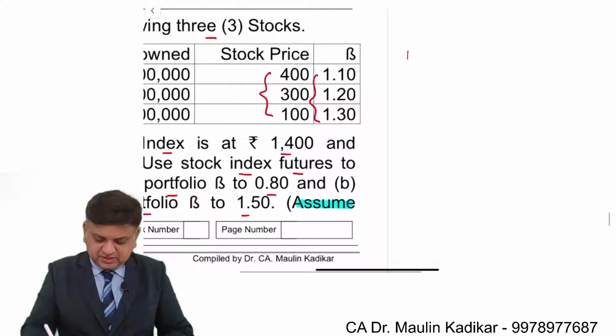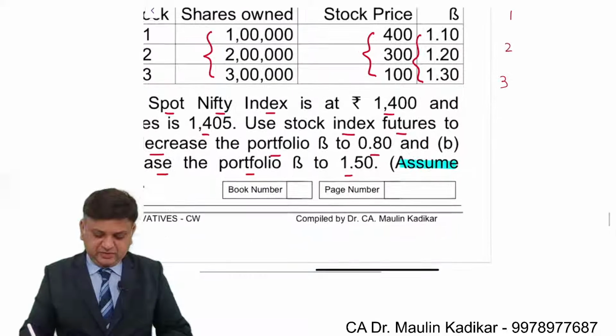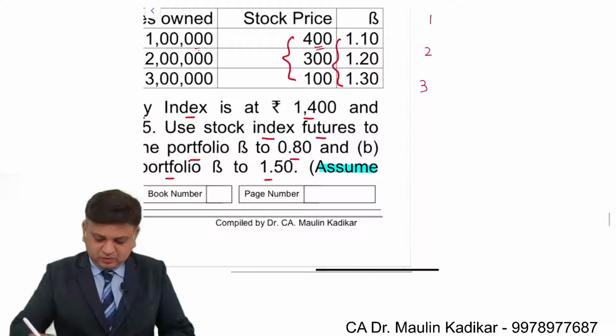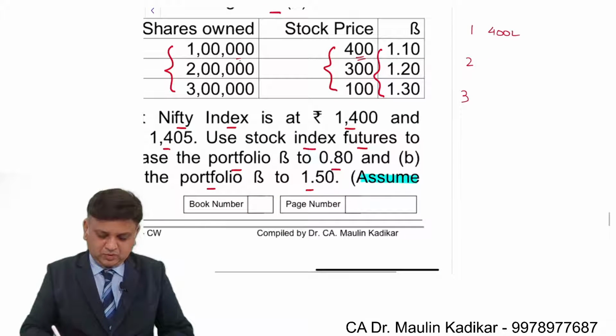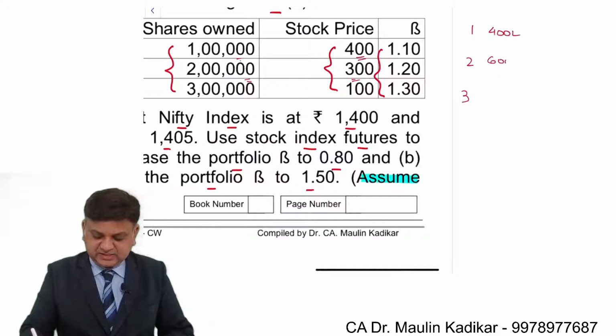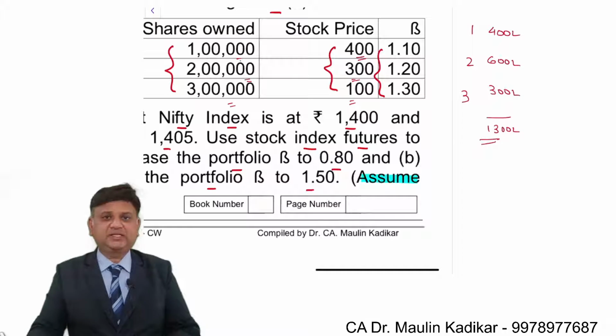There are three securities in which you have made investment. The amount of the investment is 400 into 1 lakh. That comes to 400 lakhs. 300 into 2 lakhs. That comes to 600 lakhs. 100 into 3 lakhs. That comes to 300 lakhs. So the total value of the portfolio is 1300 lakhs.